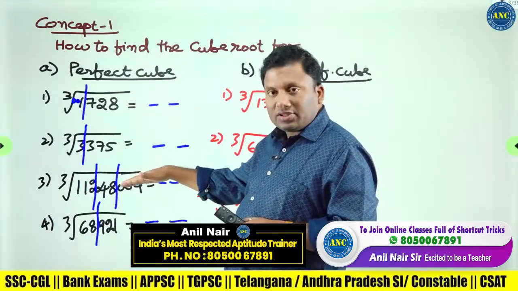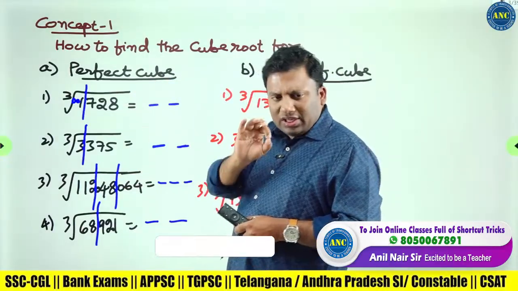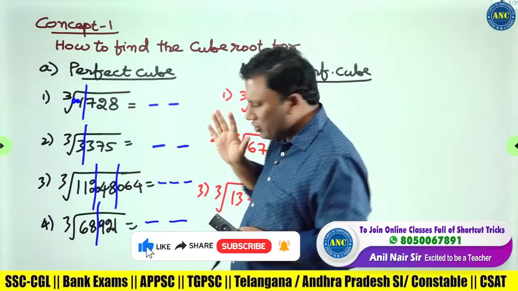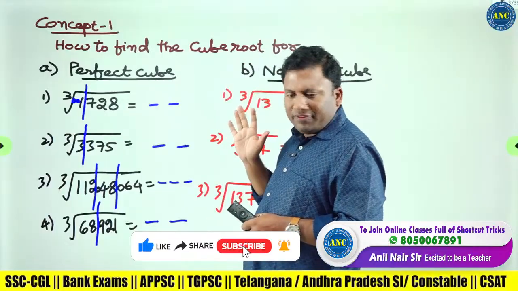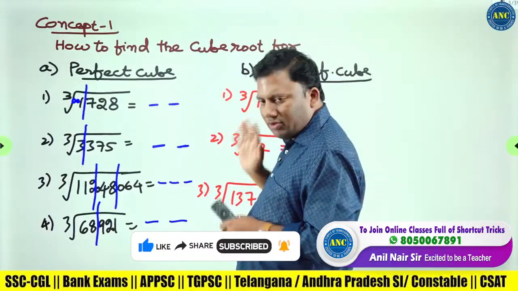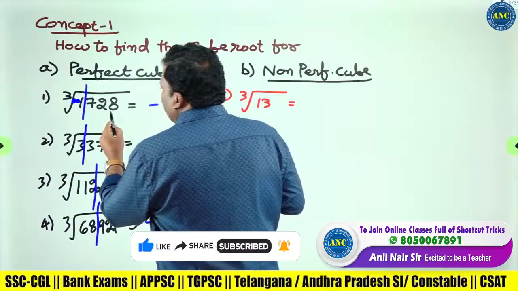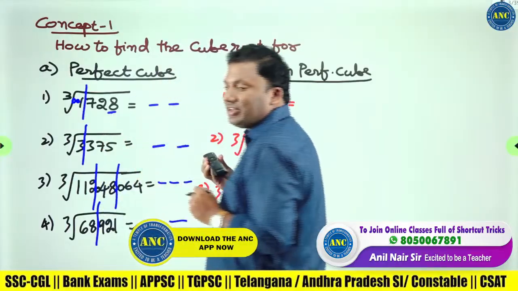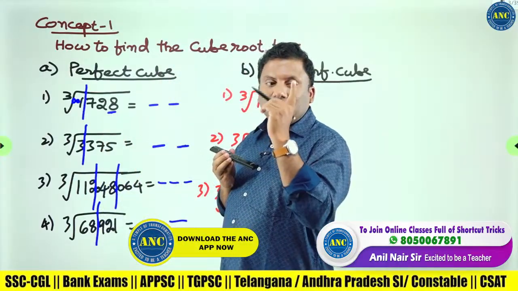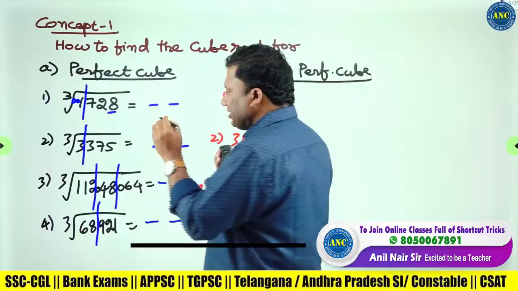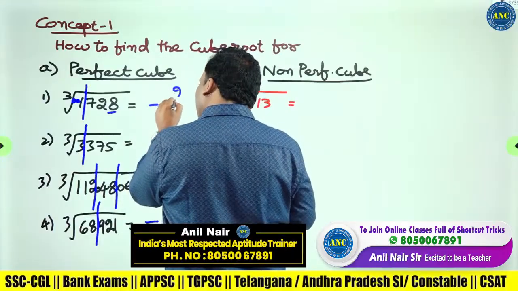First and third I will solve, you solve second and fourth. Single step, 5 seconds approach. Just by looking at the question you will tell: which number on cube will I get 8? We discussed 2 cube is 8, or in 10 minus 8 it is 2. Very good.